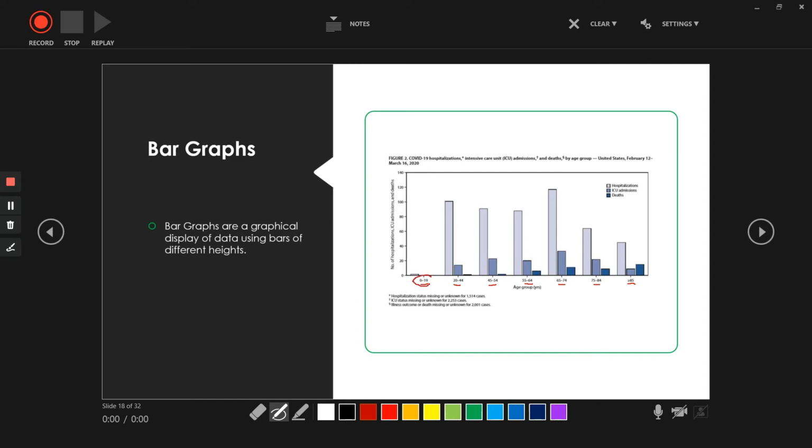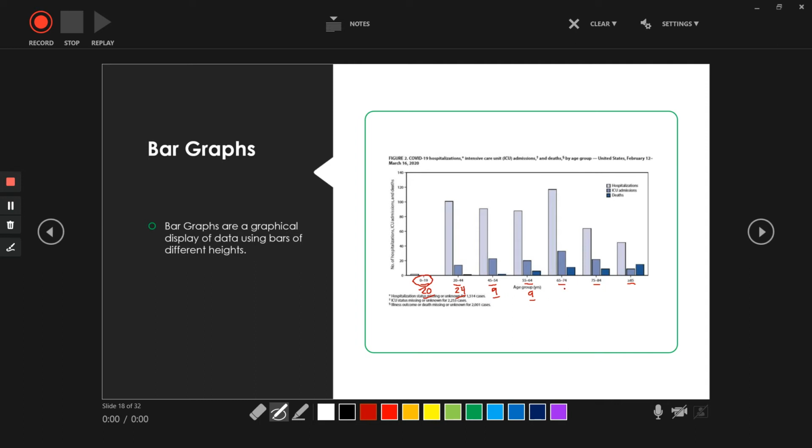0 to 19. So that has 20 years of people in it because 0 counts as 1, right? But 20 to 44, how many years is that? That's 24 years. 45 to 54 is like 9 years, right? 55 to 64. So these bars make it look different than it actually is, if you can see that, right?